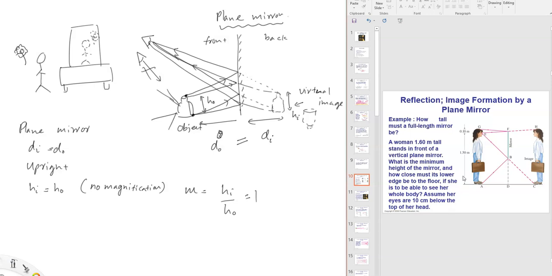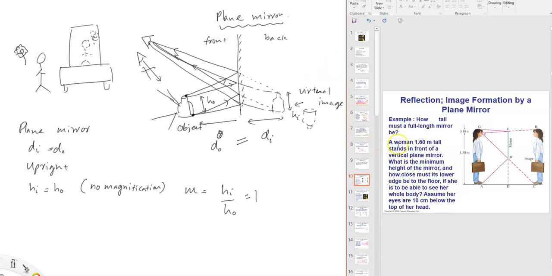Okay, here's a question for you. How tall must a full-length mirror be? A woman, 1.6 meters tall, is standing in front of a vertical plane mirror. What is the minimum height of the mirror, and how close must its lower end be to the floor? How big should the mirror be and where should we put it, if she is to be able to see her whole body? Assume her eyes are 10 centimeters below the top of her head. So all these things are important.